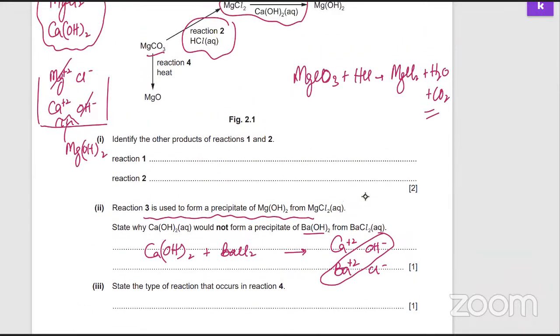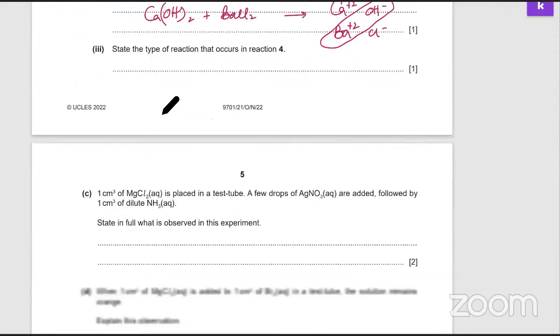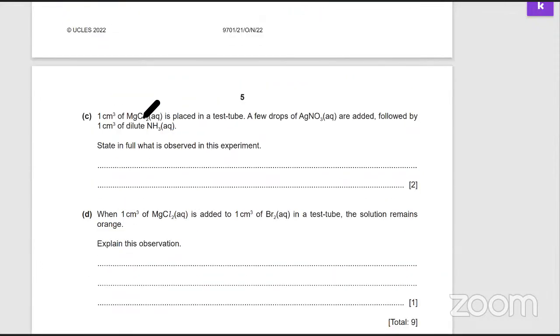State the type of reaction that happens. ये कौन सा reaction? Reaction number 4. Carbonate turning into oxide. So decomposition. Thermal decomposition, right? अच्छा, MgCl2 silver nitrate का test है. So what is going to be produced? Observed. What is going to be observed? So white PPT of AgCl.